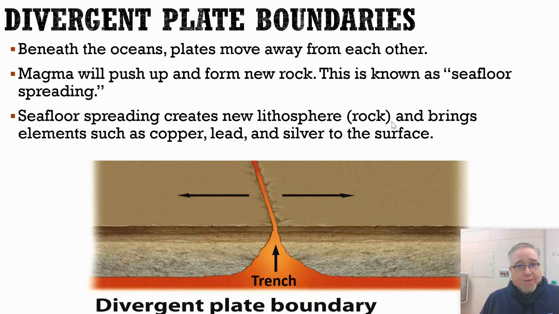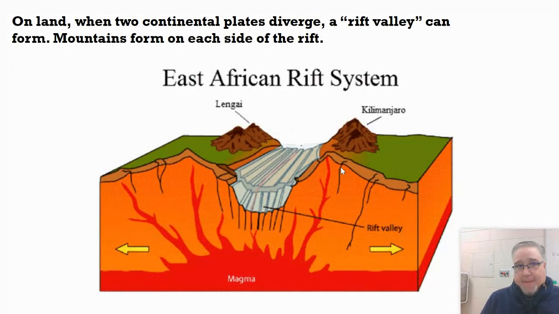Another thing, with all of this magma moving upwards, is it brings certain elements to the surface. There's a lot of elements in that magma, things like copper and lead and iron and silver. And those things all make their way up, all because those two plates are spreading apart. So make sure we understand the direction of plate movement whenever we have divergent plate boundaries.